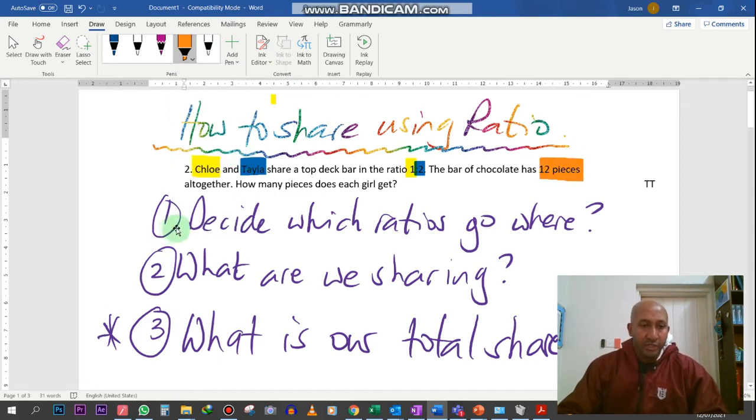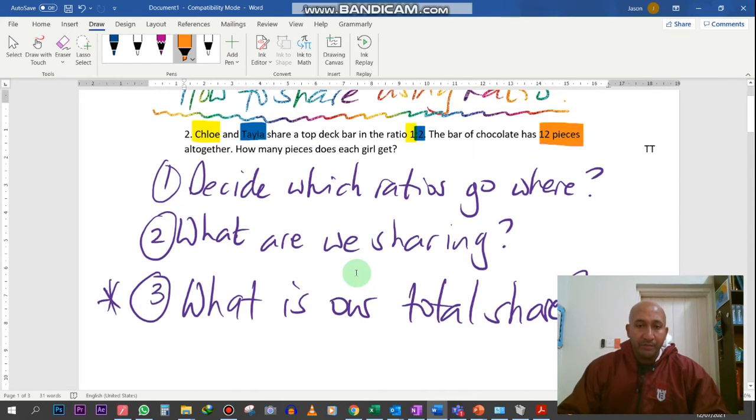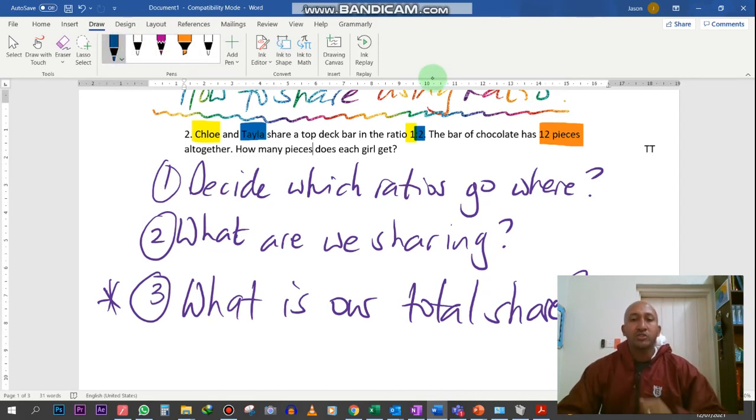So we've already determined number 1, number 2. What is our total share? So now let's look back to our ratio. We've got a ratio of 1 for Chloe and 2 for Taylor. So in each round of sharing, Chloe's going to get 1 piece of chocolate and Taylor's going to get 2 pieces of chocolate. That's 3 pieces shared. Then we come back to Chloe. 1 for you, 2 for Taylor. Another 3 pieces shared. 1 for you, 2 for Taylor. Another 3 pieces shared, and so on until the entire chocolate is done.